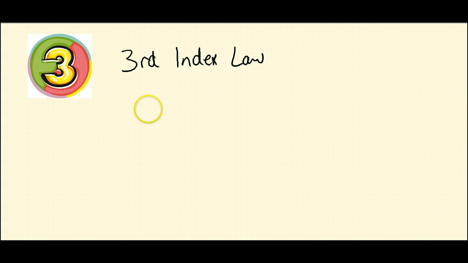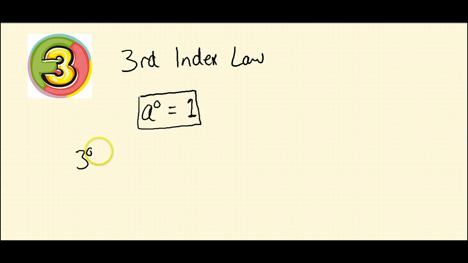Okay, let's go on to the third index law. The third index law is a bit simpler than the first two index laws, but it's also a little bit harder to understand. It's easy to use, but hard to understand. It says that whatever the base is, it doesn't matter, if it's raised to the power of 0, then it's going to equal 1. If it's raised to the power of 0, it will equal 1.